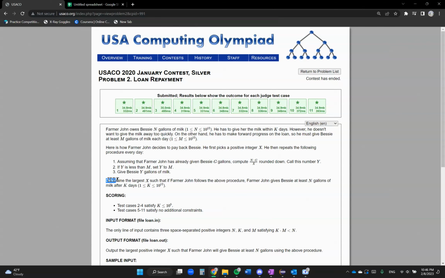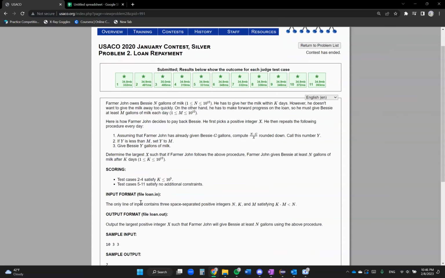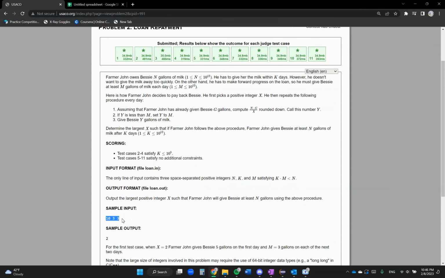Lastly, determine the largest x such that if Farmer John follows the above procedure, he gives Bessie at least N gallons of milk after K days. So determine the largest value of x such that Farmer John gives all the milk to Bessie. There's only one line of input, which is N, K, and M. In the sample input we can see that N is 10, K is 3, and M is 3 as well.